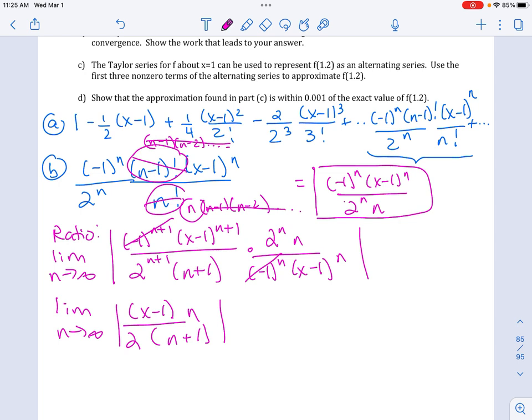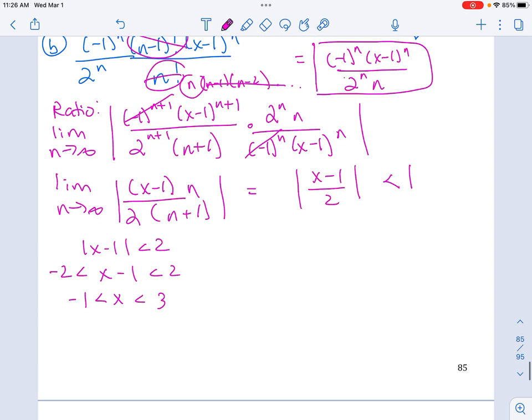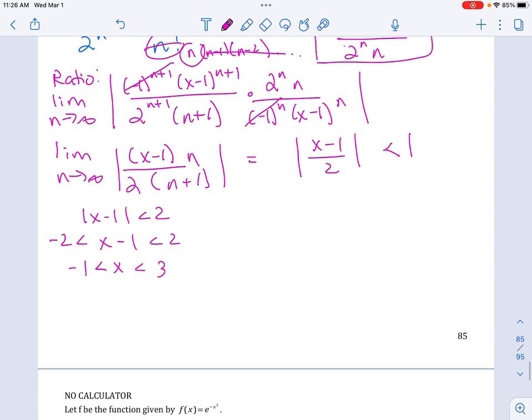And then now when you take the limit as n goes to infinity, the limit is just |x − 1| over 2. By the ratio test, it only converges if it's less than 1. I'm going to solve this, so really move that 2 over, rewrite it without the absolute value, and this is what I get. Now, it's asking for intervals, so I do need to check the endpoints.